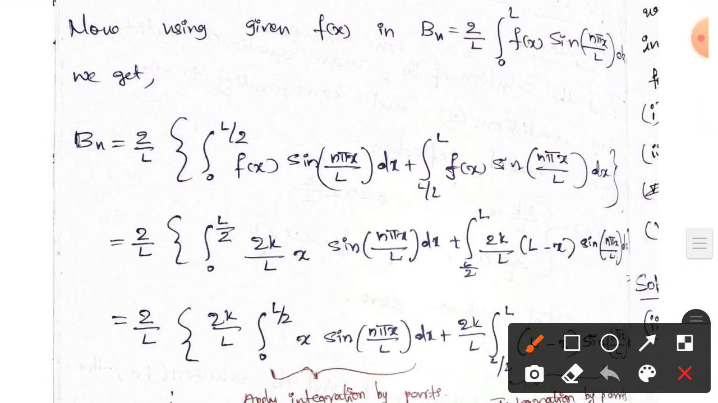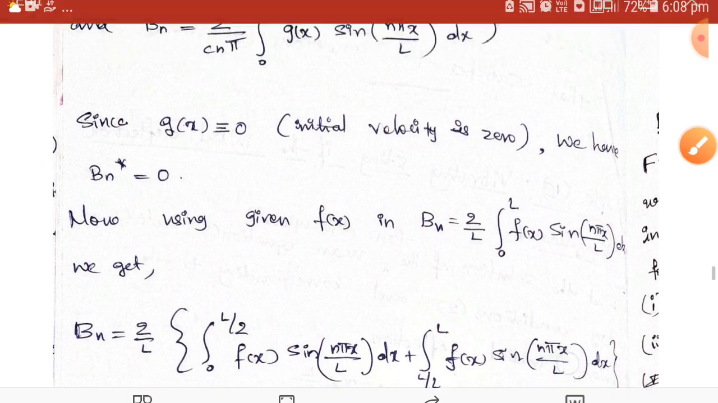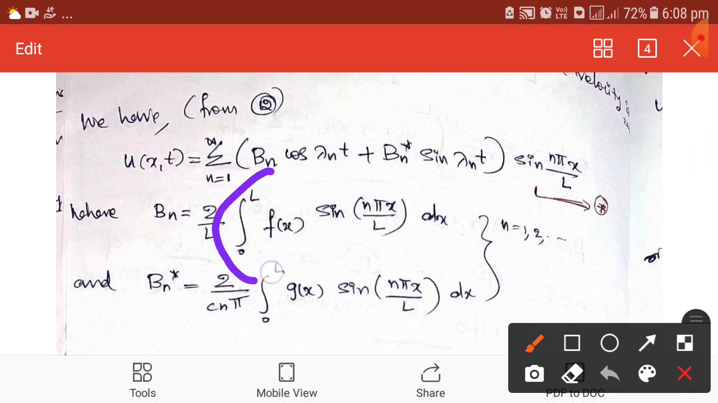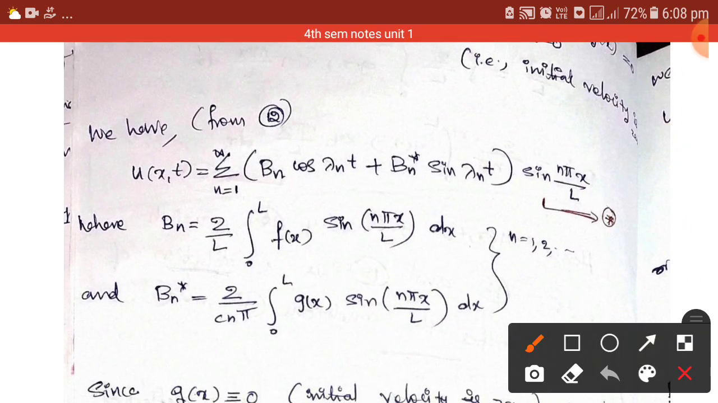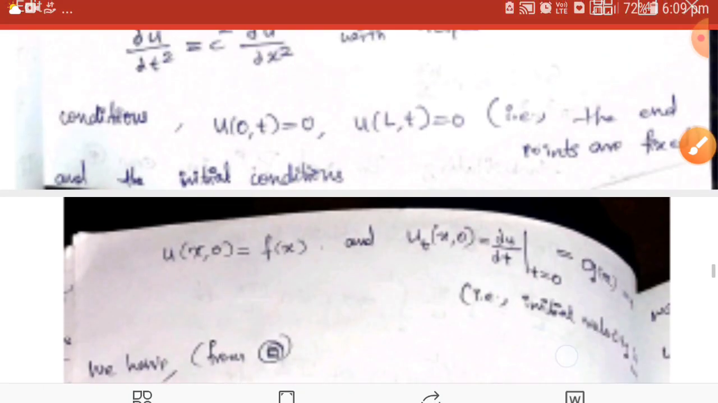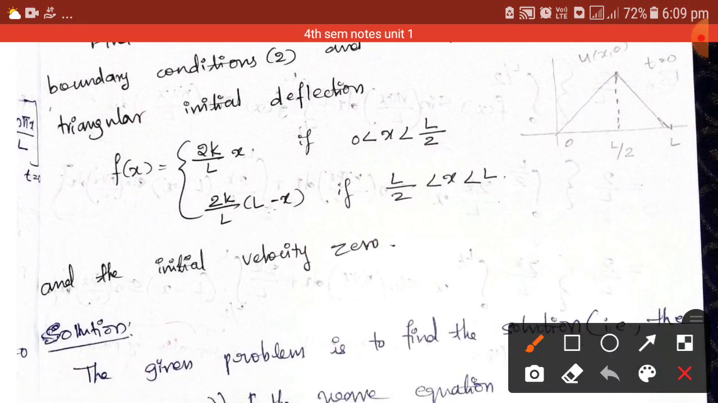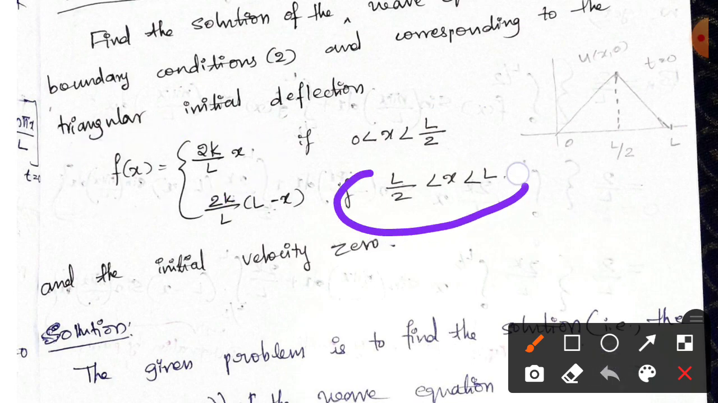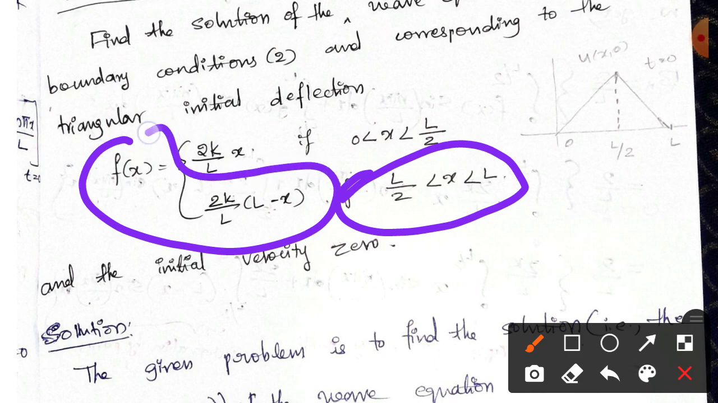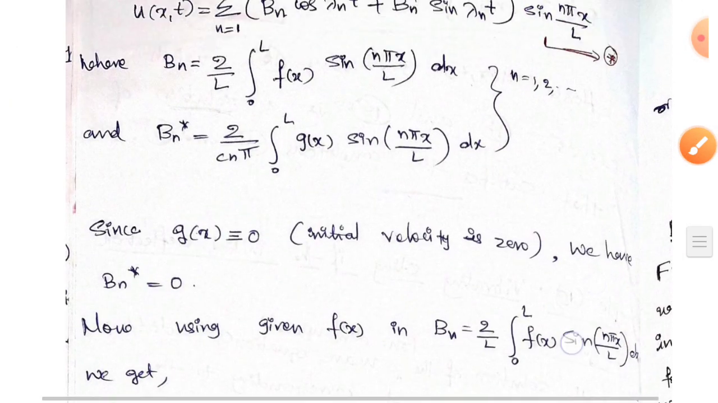So let us find that. Bn is equal to 2 by L integration 0 to L f of x into sin n pi x by L. But in the question they have given the initial deflection: from 0 to L by 2, f of x is 2k by L into x, and from L by 2 to L, f of x is given by 2k by L into (L minus x). So while integrating we have to split the integration.